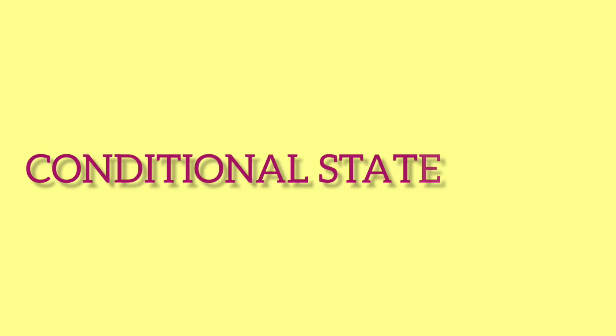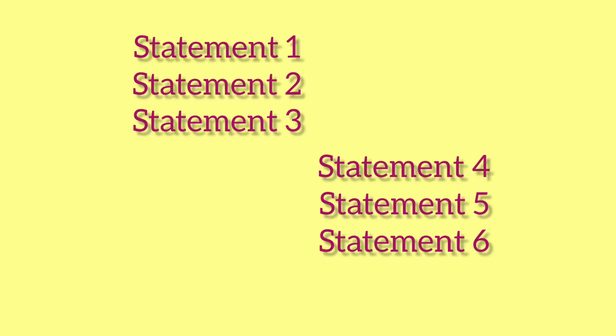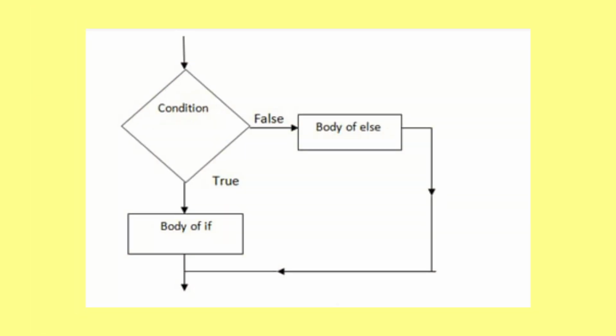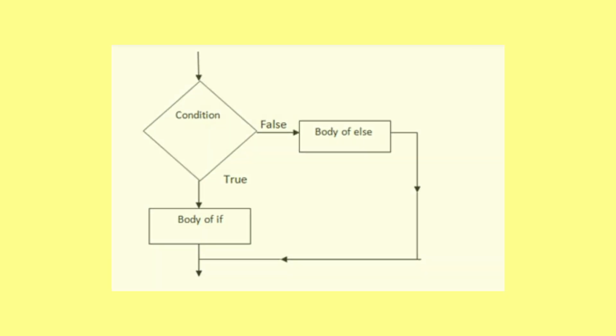In the previous lecture, we discussed operators in Python. Today we will see conditional statements in Python. So let's get started. Conditional statements execute different blocks of code based on certain conditions. They control the flow of the program. It tells the program to perform this action, then this, and then this.